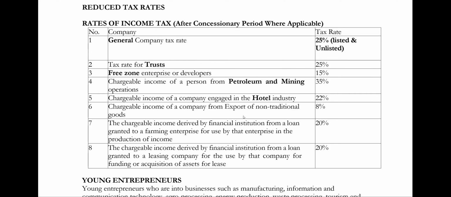If you are a free zone company, so far as you're into export, I told you 70% export, 30%. So on exports of free zones, you pay 15%. If you're into petroleum and mining, you pay 35%.